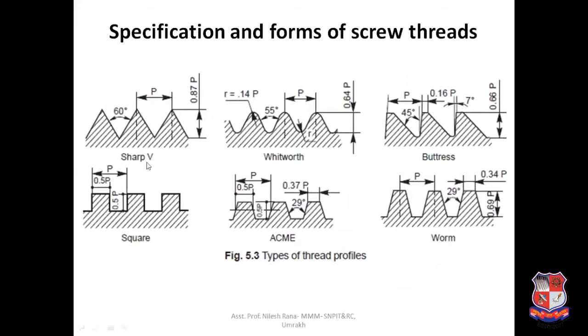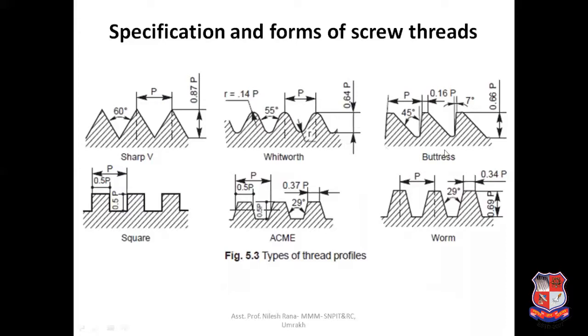Here you can see the V thread. In this V thread, you can see the angle between the flanks is 60°. Here is the Whitworth thread, BSW thread, British Standard Whitworth thread. Here you can see the angle between two flanks is 55°, right? And here the radius is applicable on the crest. It is 0.14 p. All the dimensions are with respect to p, the pitch value.